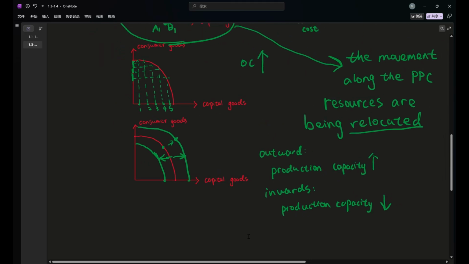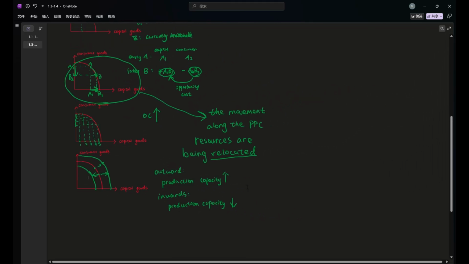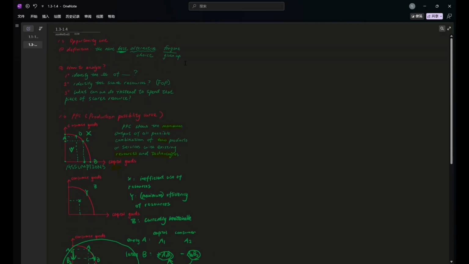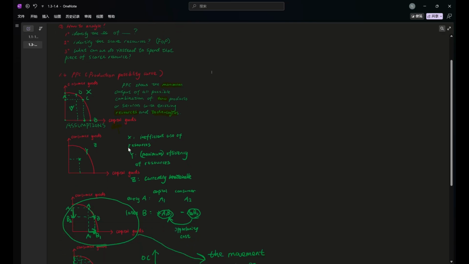Okay, so let's review the lesson. We learned quite a lot. The first is opportunity cost. We learned the definition: the next best alternative for a gun. We learned how to analyze it. We have 3 steps: identify the objective, identify what resources are scarce, and analyze what else we can do with that money, with that sort of resource. And we learned about the production possibility curve, which is very important.